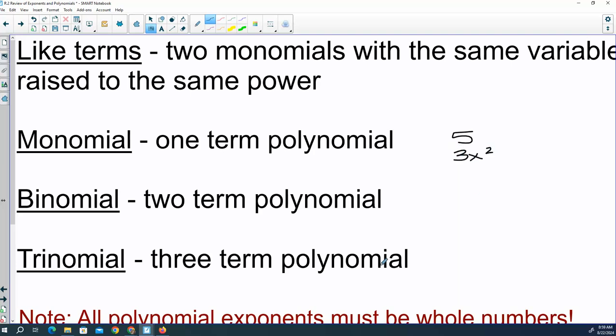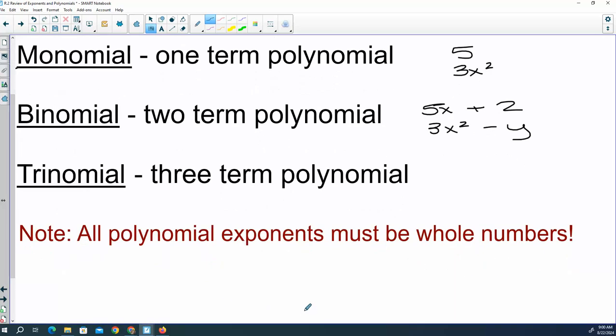All right. Give me an example of a binomial. What would be a binomial? 5x plus 2. 3x squared minus y. You have an addition or subtraction, breaking apart a couple terms. Give me a trinomial. 4x plus 6y minus 2. Yeah.